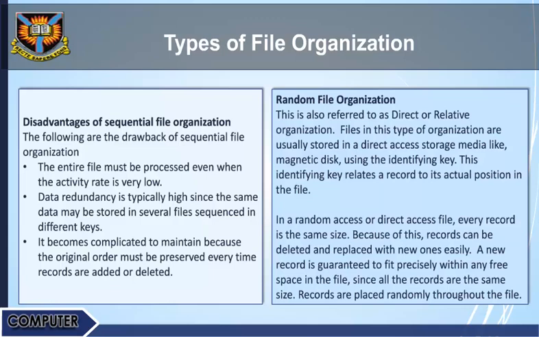In a random access or direct access file, every record is the same size. Because of this, records can be deleted and replaced with new ones easily. A new record is guaranteed to fit precisely within any free space in the file since all the records are the same size. Records are placed randomly throughout the file.